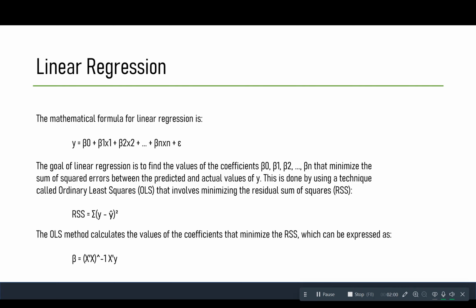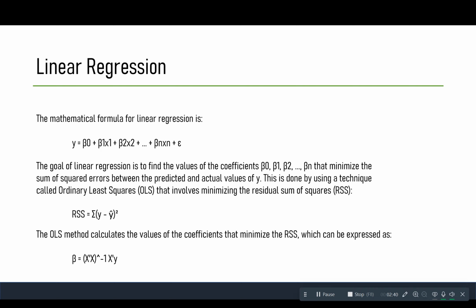Now finding coefficient value that minimize the sum of squared error between the predicted and actual value of y is the aim of linear regression. Okay, so this is accomplished by reducing the residual sum of squares, or called as RSS, using a method known as ordinary least square. Okay, so RSS equal to sigma of y minus y cap square, where y is the actual value, okay, that you see here. Y is the actual value of dependent variable. Okay, y cap is the predicted value of the dependent variable. Sigma is like sum of over all of the observation.